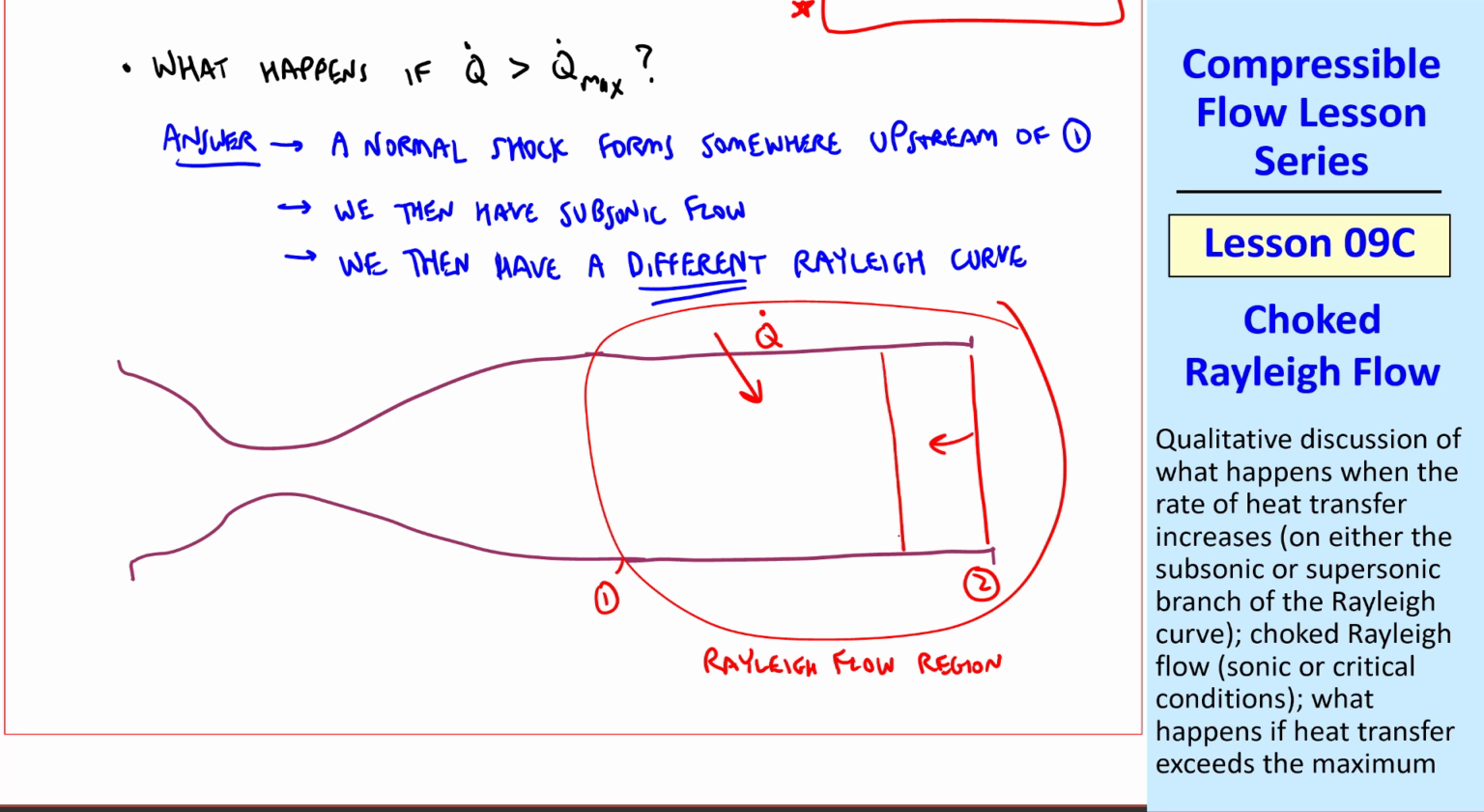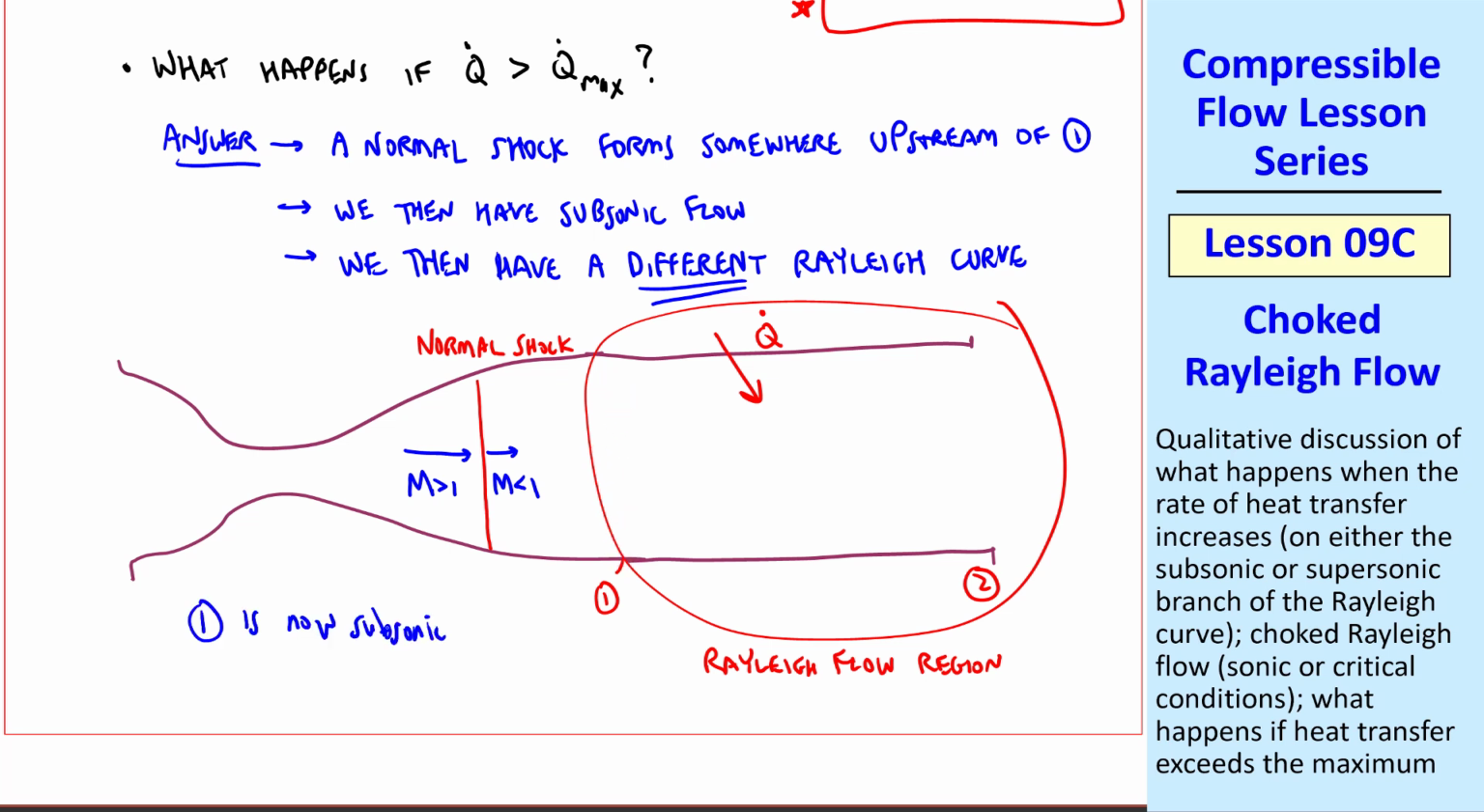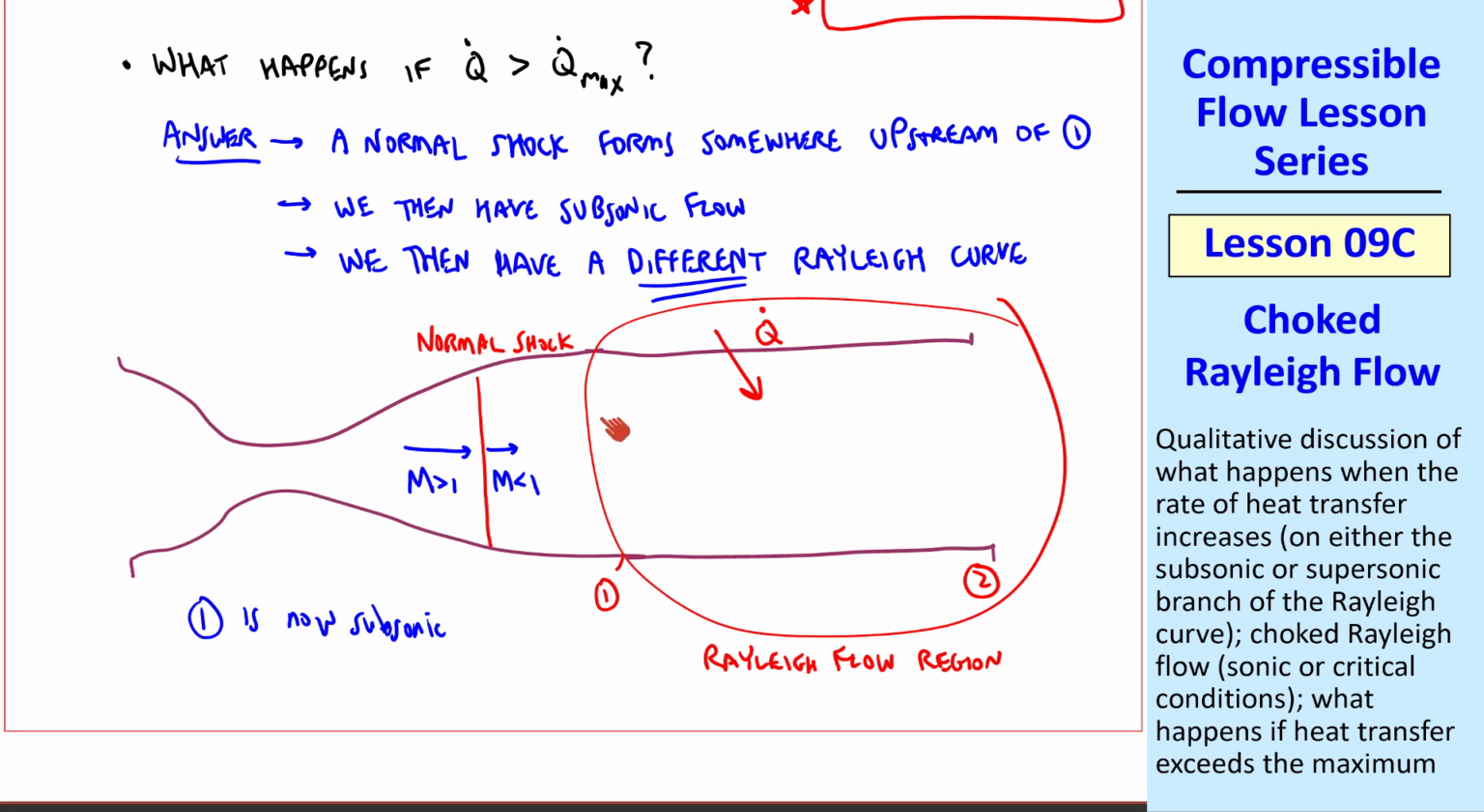and then that shock will move upstream very rapidly all the way back to 1 and then into the diverging portion of the duct. Across a normal shock, of course, the Mach number goes from supersonic to subsonic. So state 1 here, which was originally supersonic, now becomes a completely different state, which is now subsonic. Not only that, but we've changed the entropy and the total pressure, etc. across this shock. So state 1 is a completely different state with a completely different Rayleigh curve.